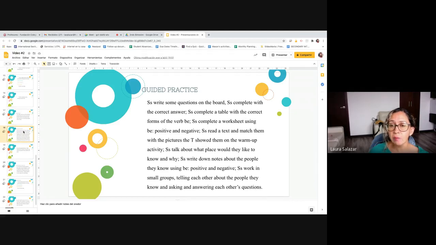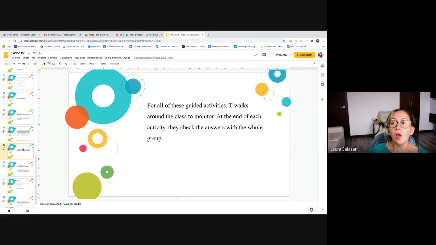Students read a text and match it with the pictures the teacher showed them in the warm-up activity. Students talk about what place they would like to know and why. Students write down notes about the people they know using be, positive and negative. Students work in small groups telling each other about the people they know and asking and answering each other's questions. For all of these guided activities, the teacher walks around the class to monitor. At the end of each activity, they check the answers with the whole group.